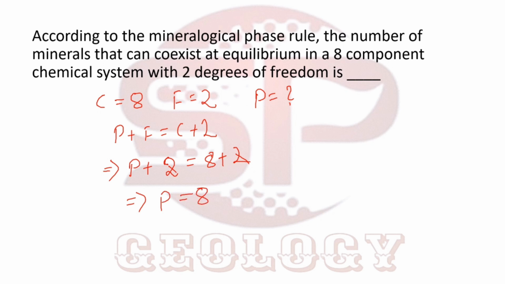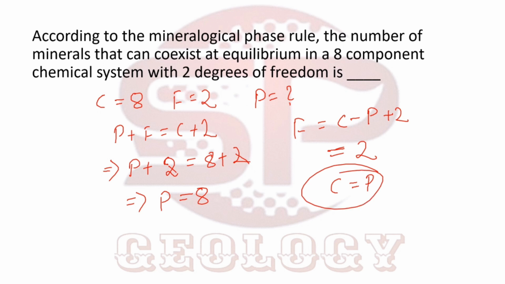P will be 8. According to the mineralogical phase rule, F equal to C minus P plus 2 is equal to 2. In this rule, the number of components is equal to the number of phases. So you don't have to calculate; if you know the number of components, that will be the number of phases. So number of components is equal to number of phases in case of the mineralogical phase rule. It is also called the Goldschmidt phase rule.